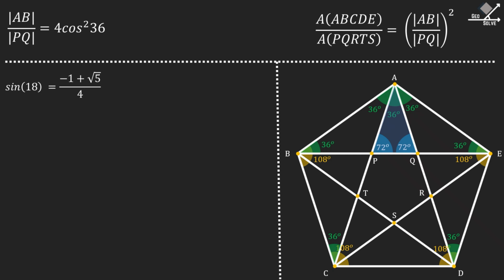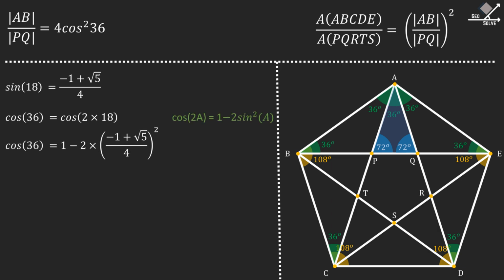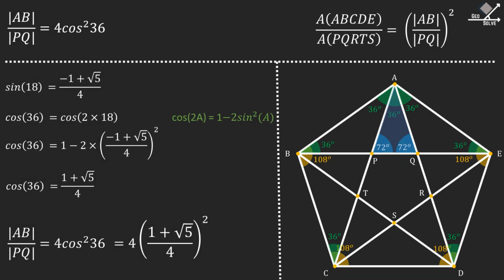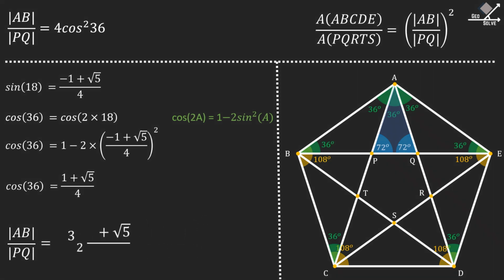We can write cosine 36 as cosine 2 times 18. And using the cosine 2a relationship, we can write something like this. And that will simplify to 1 plus square root of 5 over 4. Now returning to our original question, first we need to find this value. Plugging in the cosine 36 value, we have this expression. Simplifying the expression, we will have the AB over PQ ratio as 3 plus square root of 5 over 2.